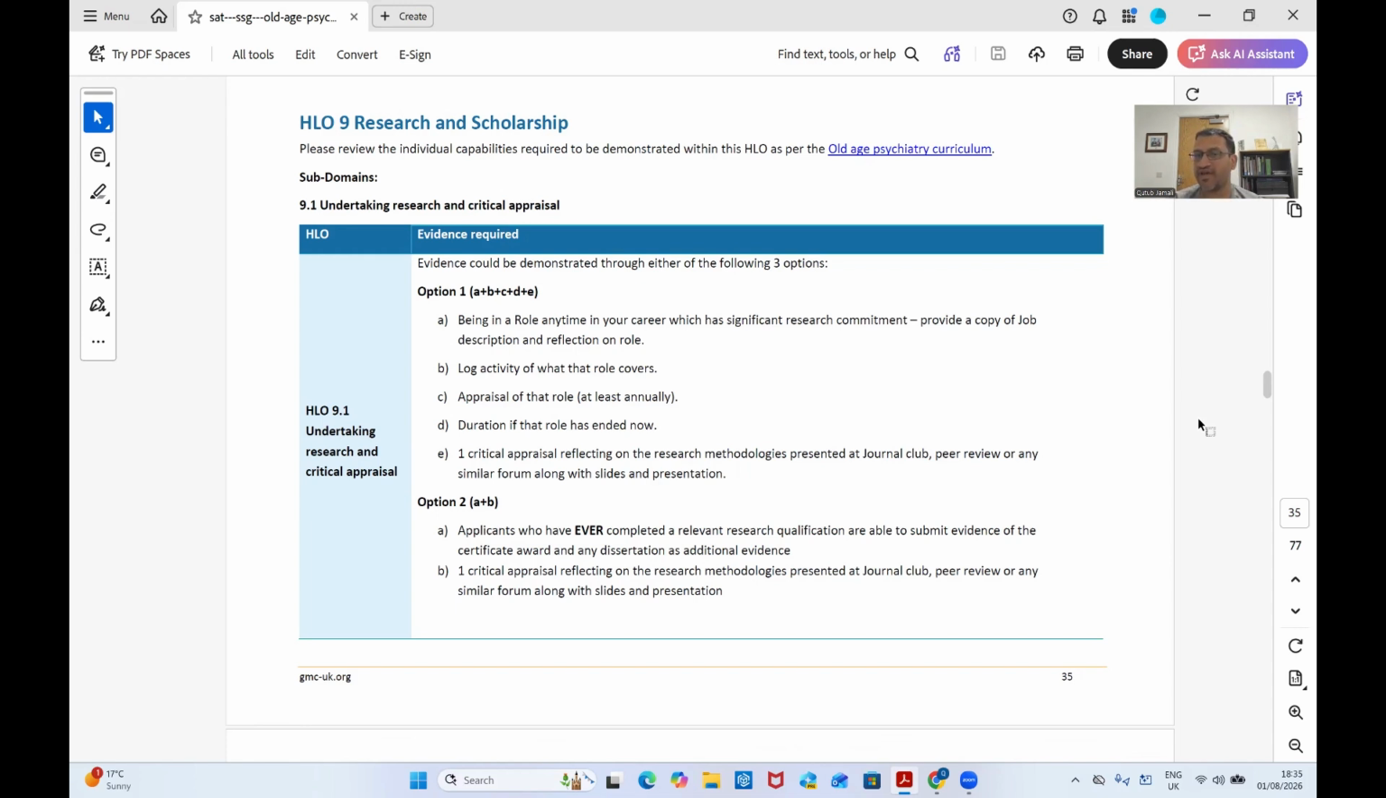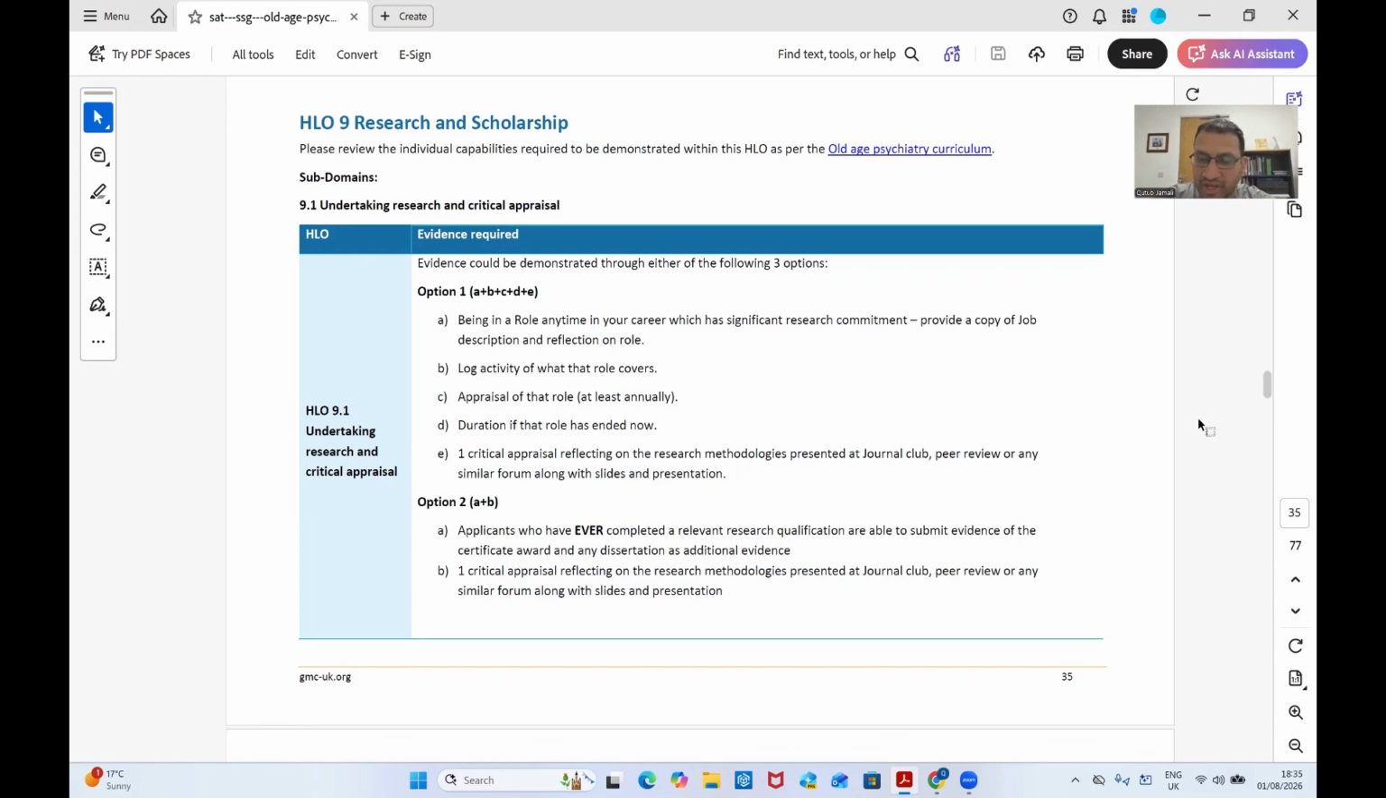And along with that, I think the reason why they require this critical appraisal is even though you've done your MD or PhD years ago, whether you still retain those skills. Hence, they are expecting you to do one critical appraisal on research methodology, which could be presented at the journal club or peer review. And the way you demonstrate that is by submitting the PowerPoint presentation and the feedback from that presentation.